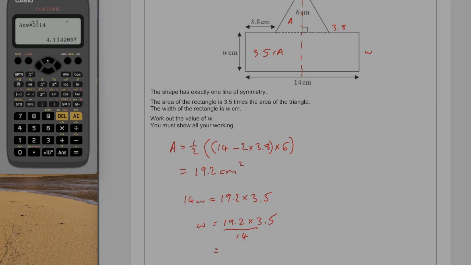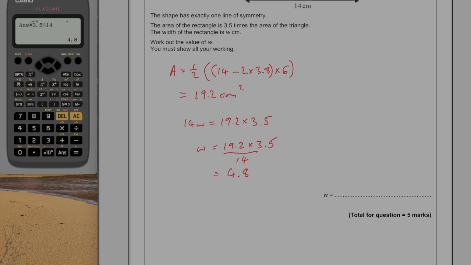So if I go back to that, I want to times that by 3.5 and then divide it by 14. So 4.8. So W is equal to 4.8.